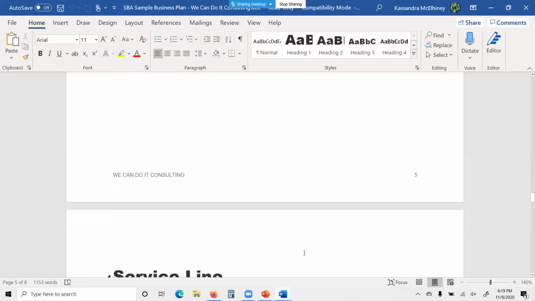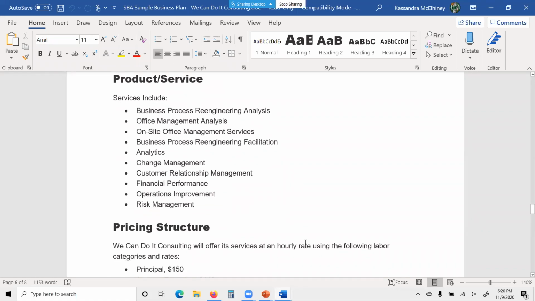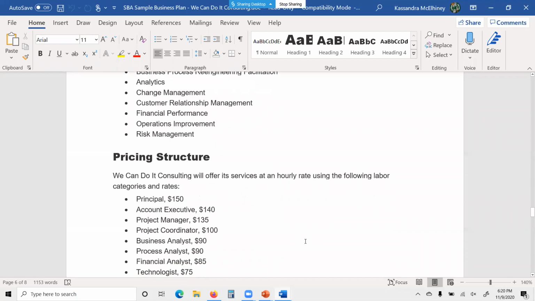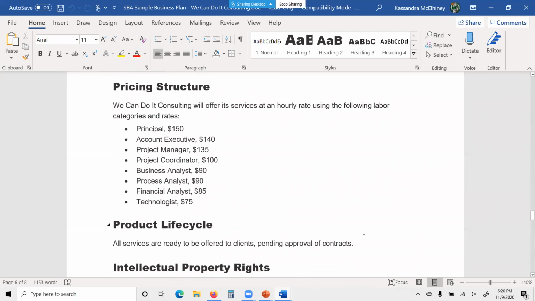Okay. So then we describe a little bit about their service line. These are the services they provide. Pricing structure, what's your price going to be? They actually have it laid out, hourly rates based on the individual and the type of service being provided. What do they expect the product life cycle to be? Ready now, hopefully a life of perpetual life.